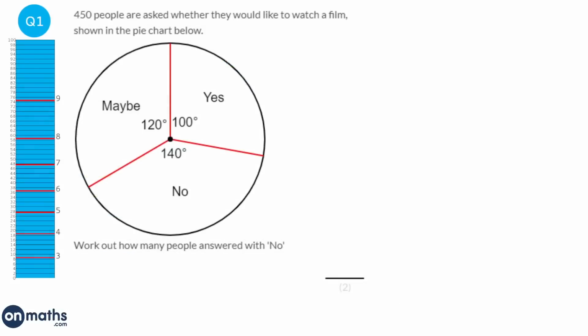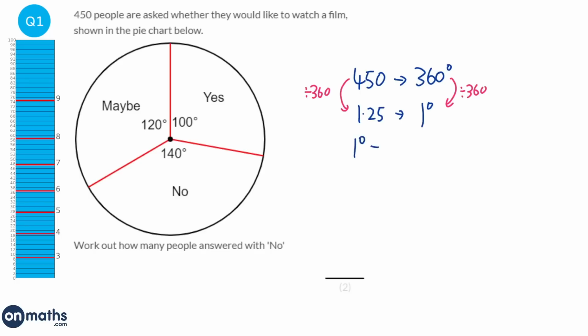So in this question, it says that 450 people are in total, and we know that's represented by 360 degrees in a circle. But what I want to do is work out what 1 degree represents. So to get from 360 to 1, we divide by 360. So we're going to do the same on the other side. So 450 divided by 360 is 1.25, or 1 1/4. So 1 degree represents 1 1/4 people.